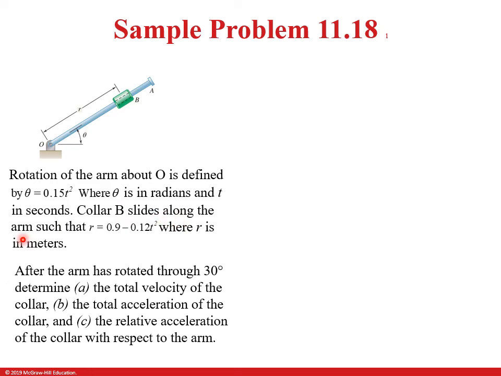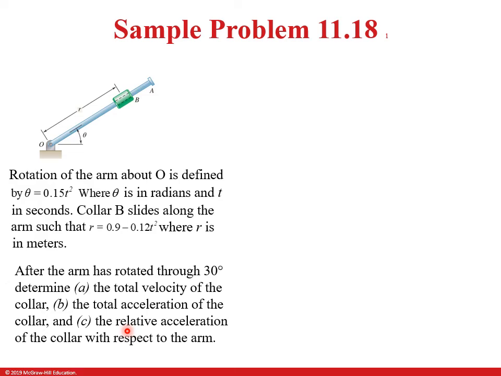Collar B slides along the arm such that r equals 0.9 minus 0.12 t squared, where r is in meters. So here comes the question. We could write all of that stuff down, and now we'll look at the question. After the arm has rotated through 30 degrees, determine the total velocity of the collar, the total acceleration of the collar, and the relative acceleration of the collar with respect to the arm. Oh, so that last part might be a little bit tricky.